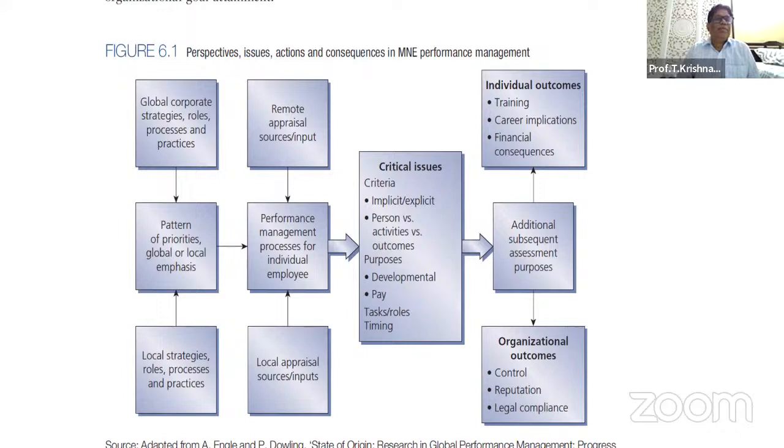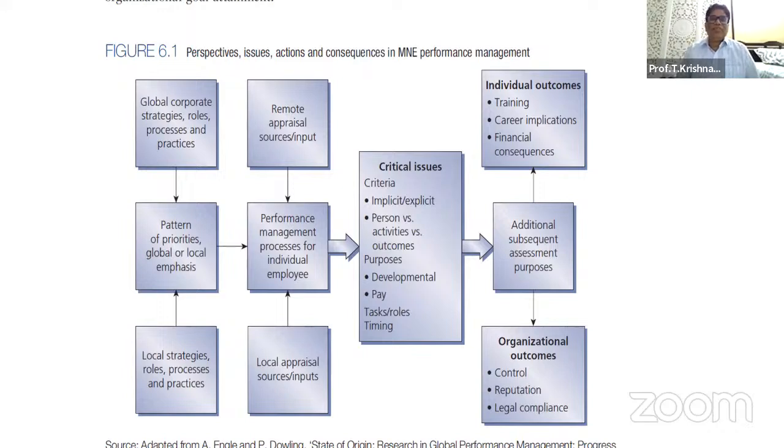On one side, in the first one, we are saying global corporate strategies, roles, and processes will impact the pattern of priorities, global or local emphasis. Not only that, the local strategies, rules, and processes too impact the pattern of priorities, global or local emphasis. All these in turn influence performance management processes for the individual employee. And this process is impacted by remote appraisal sources and inputs and local appraisal sources and inputs. And when these things interact, certain critical issues crop up.